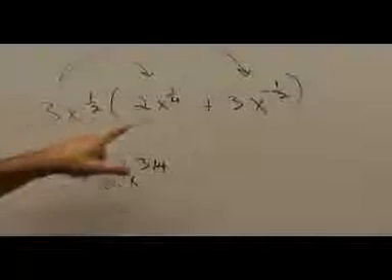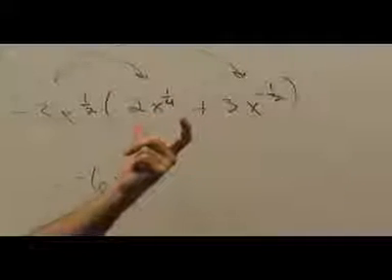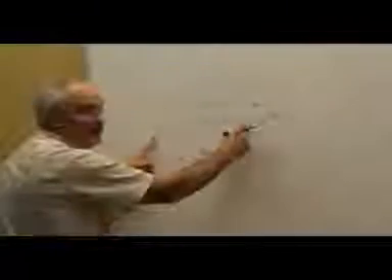Then when we do x times 1/2, we add 1/2 and a negative 1/2. Doesn't that look like what we're going to do? Yeah, it's a 0. And what is x to the 0? Does anybody know? It's 1. So minus 3 times 1. Oops, negative 9.